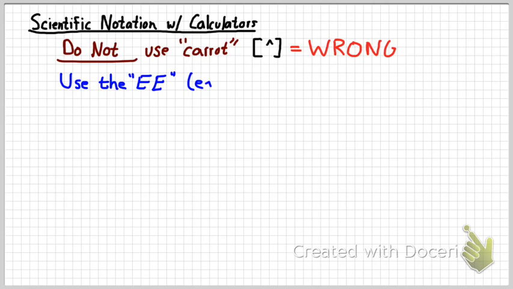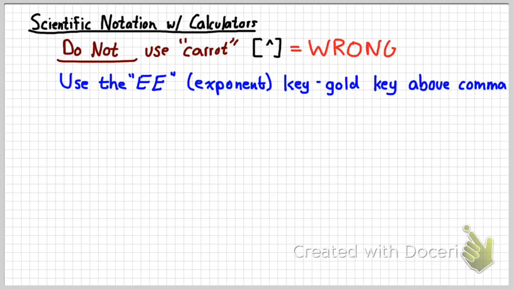Instead, you're going to use the EE key, which is typically on a TI calculator, the gold key above the comma. So in order to get to it, you have to press the second key, the gold second key at the top left-hand corner of your calculator.